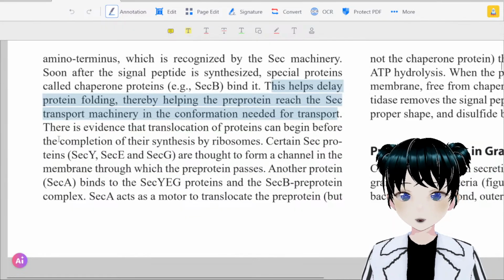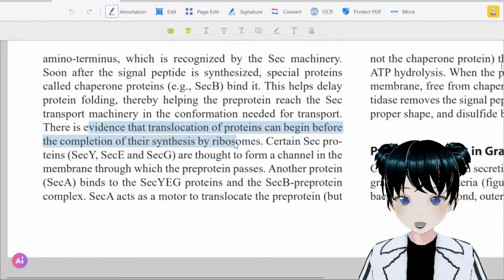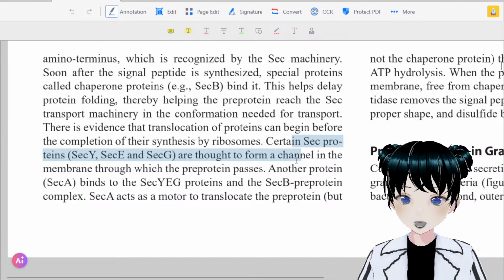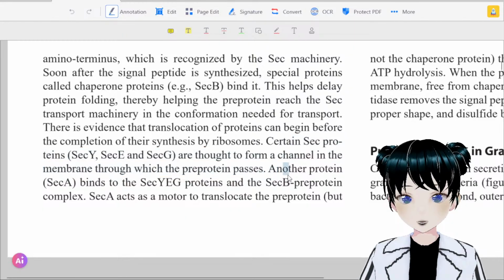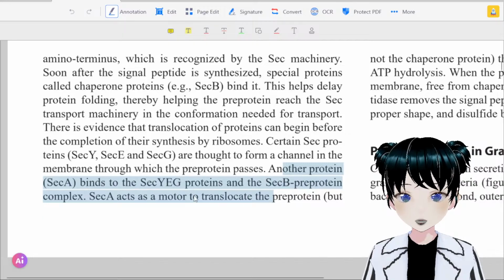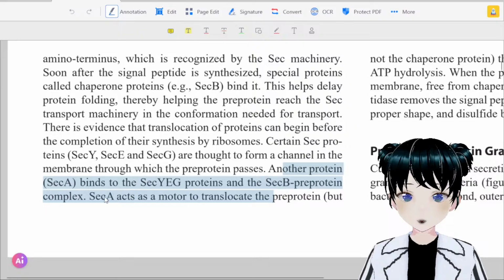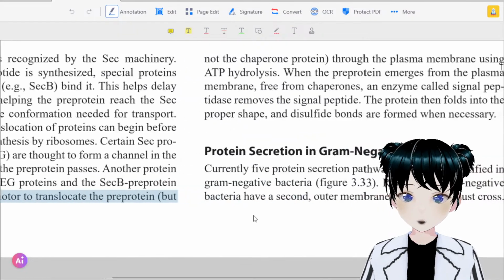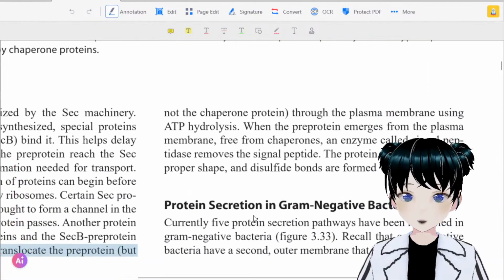There is evidence that the translocation of proteins can begin before the completion of their synthesis by the ribosome. Certain sec proteins, SecY, E, G, are thought to form a channel in the membrane through which the preprotein passes. Another protein, SecA, binds to the SecYEG protein and a SecB preprotein complex, and it acts as a transporter and energy provider, a motor, to translocate the preprotein, but not the chaperone protein.